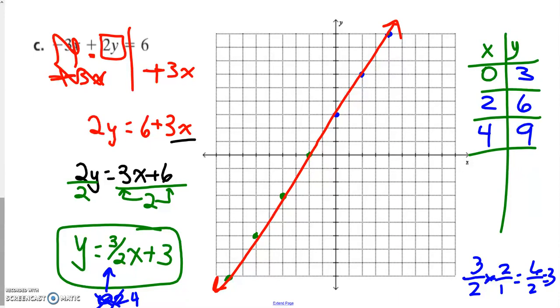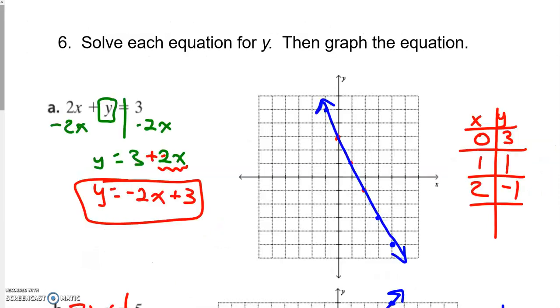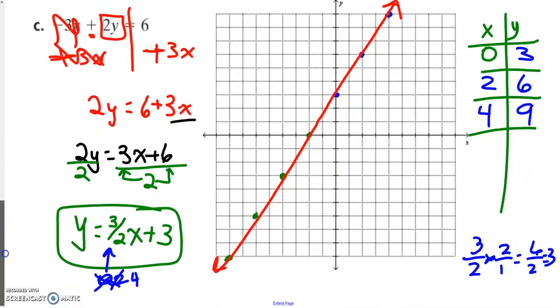So really the new thing today was being sure that we could solve for y first. And remember, when you make your XY charts, if your coefficient of x is a fraction like this was, then you're going to want to count up by the denominator. Good luck.